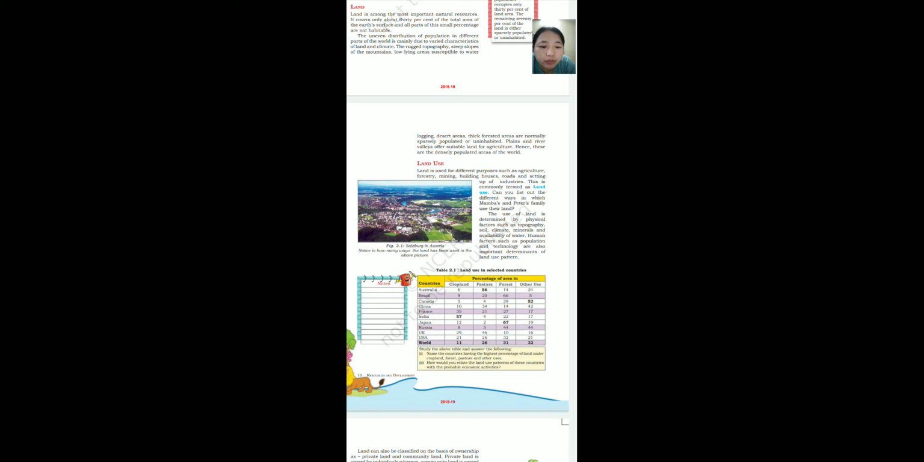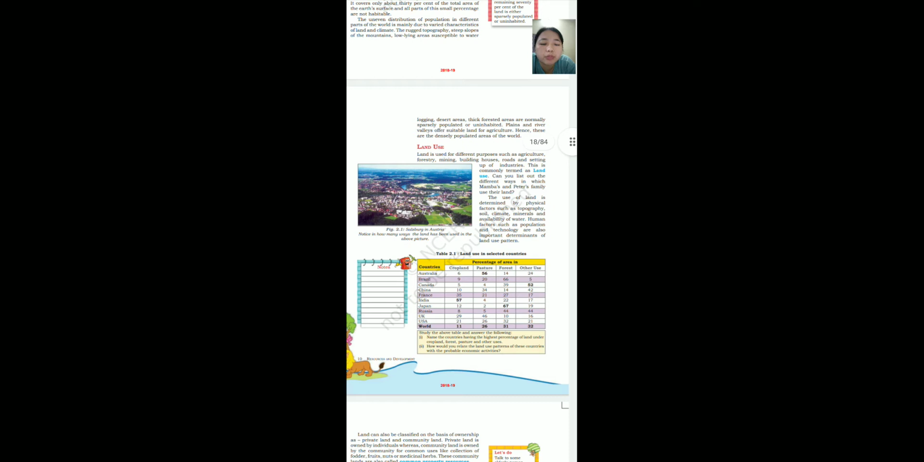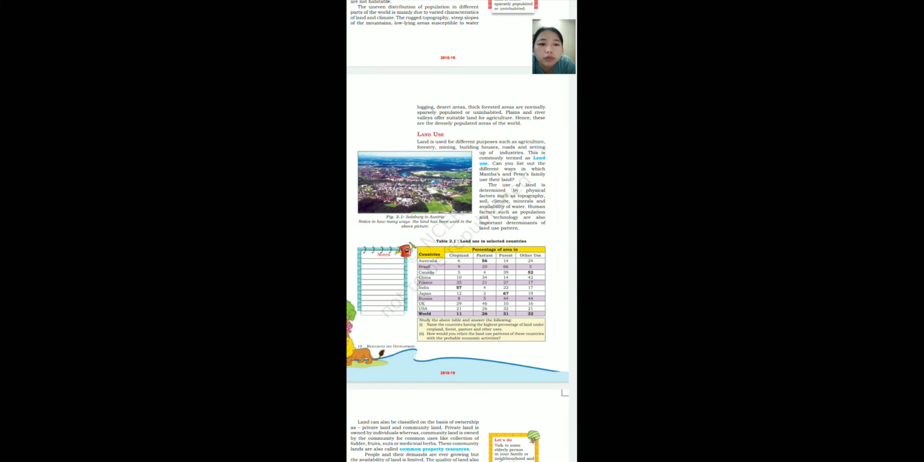Minerals and availability of water. When we speak about minerals, for instance coal mining, this kind of area is used for mining purposes, and people usually move to those places for work, especially the laborers, and then the availability of water.